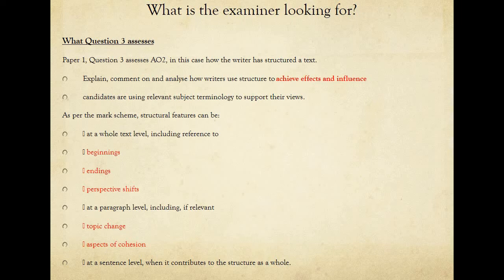Now, if you're not very confident with question 3, I wouldn't go into looking at the paragraph level or the sentence level just yet. Look at it as a whole, get confident, get that developed, and then when you're looking to up level, when you're looking to move on, you can start thinking about that paragraph level and that sentence level. If you're already very confident with question 3, then start challenging yourself. Start seeing where you could identify structural changes in terms of that paragraph, topic change, aspects of cohesion, and looking at sentence level when you can then link that sentence level to a point about the structure as a whole.